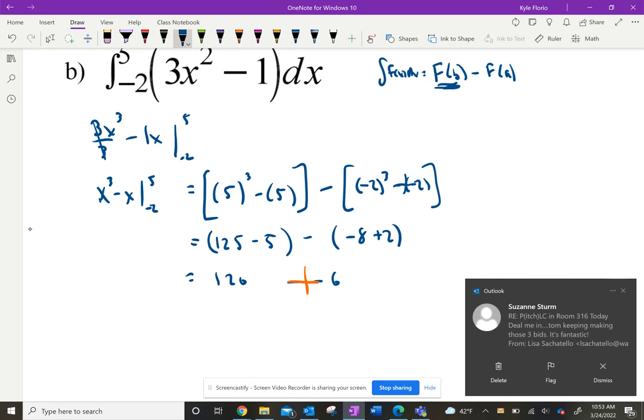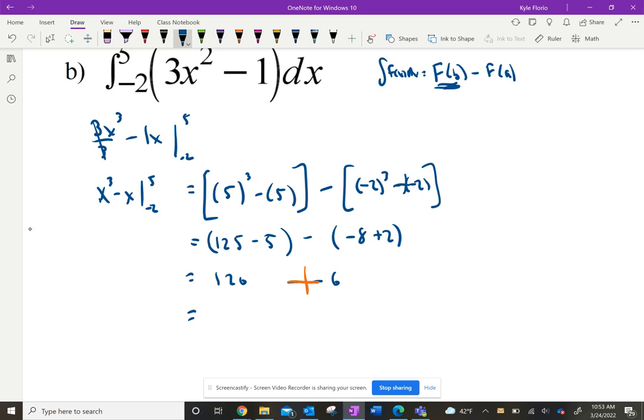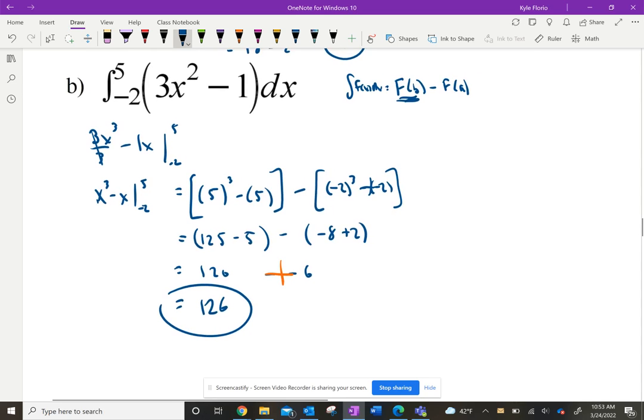And Zach, if you have your calculator, what's 120 plus 6? Thank you. 126. All right. So if I graph the function 3x squared minus 1 from -2 to 5, the area under that curve is 126.